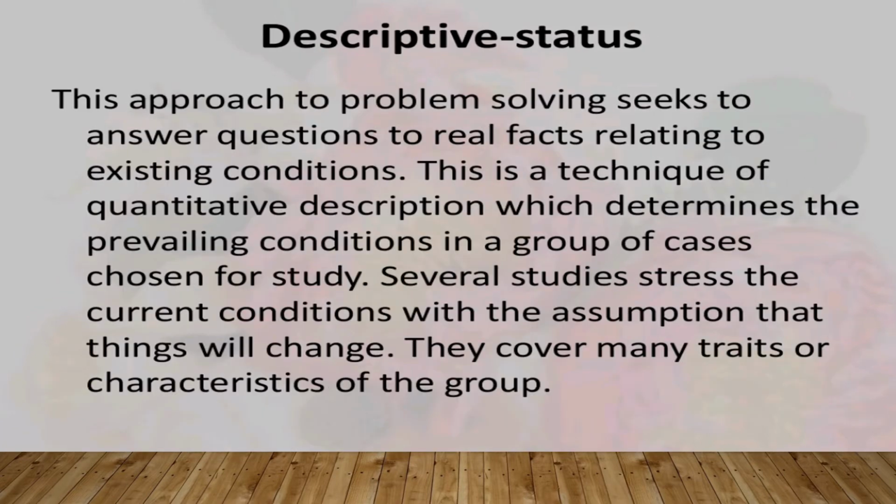And the third type of descriptive research design is descriptive status. This approach to problem solving seeks to answer questions to real facts relating to existing conditions. This is a technique of quantitative descriptions which determines the prevailing condition in a group of cases chosen for study. Several studies stress the current conditions with the assumption that things will change. They cover many traits or characteristics of the group.